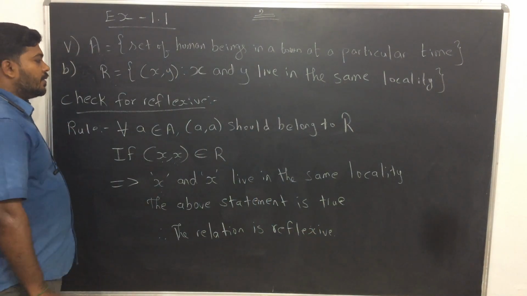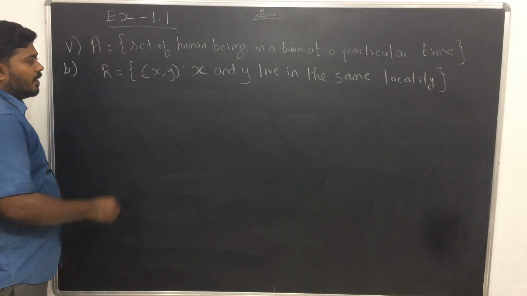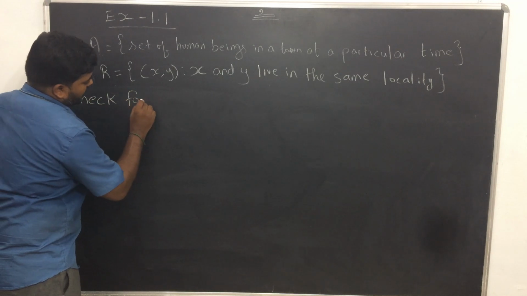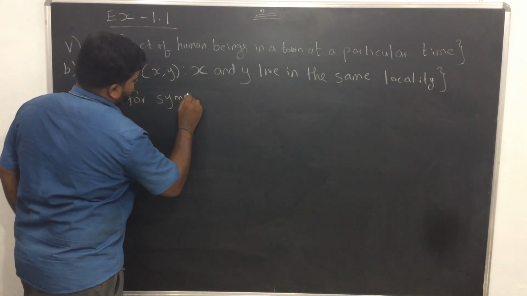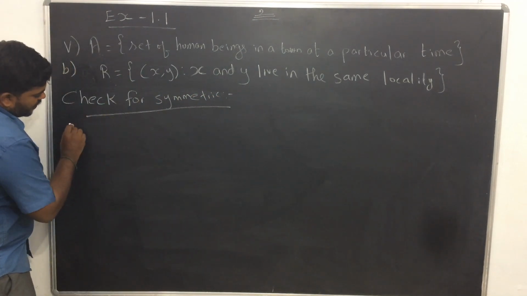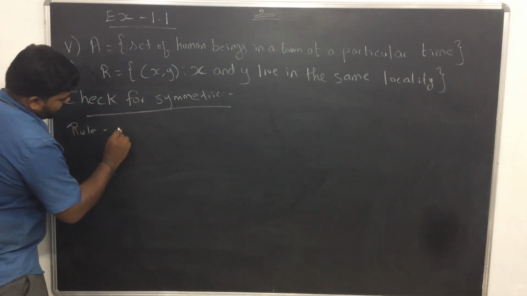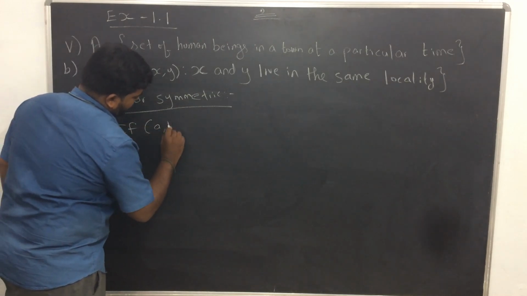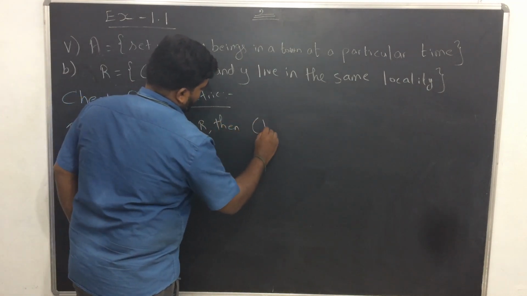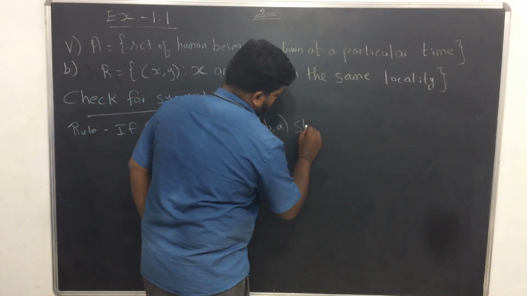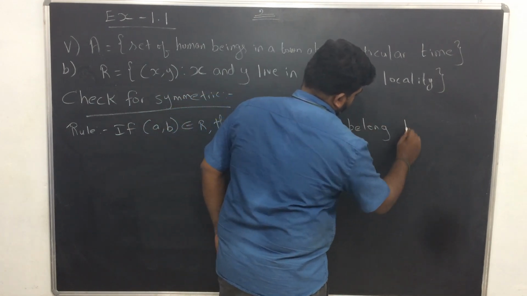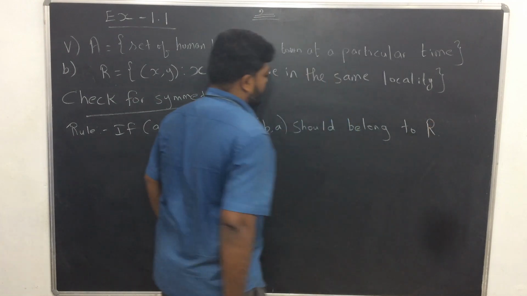Understood? Okay. Now let's check for symmetry. Again, this is going to be very simple, very easy. The rule for symmetry is: if (a, b) belongs to R, then (b, a) should belong to R. This is the rule for any relation to be symmetric.